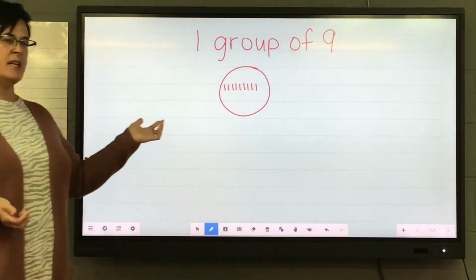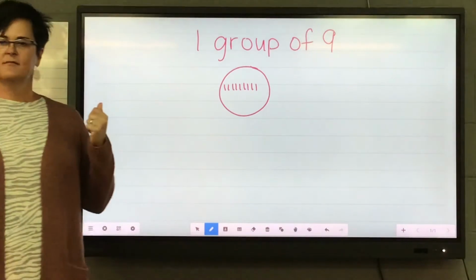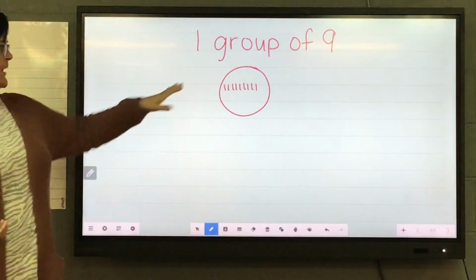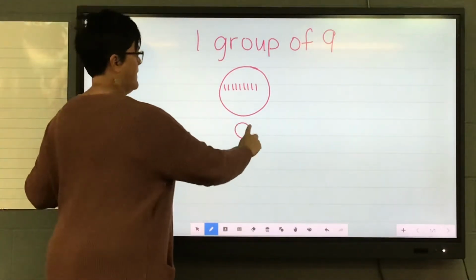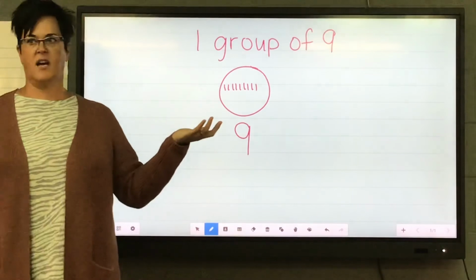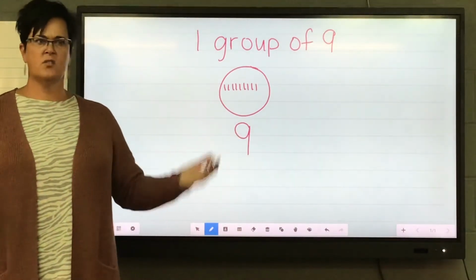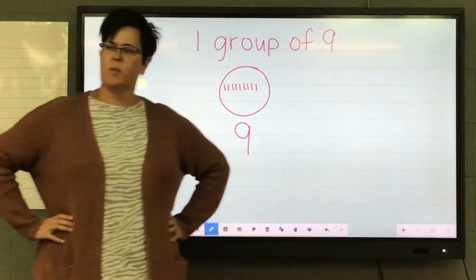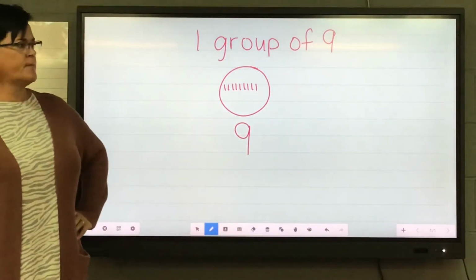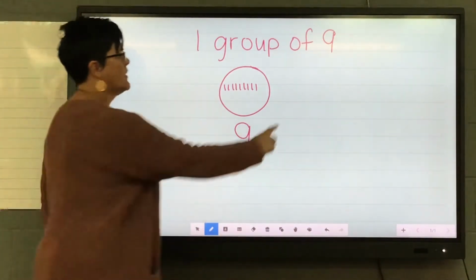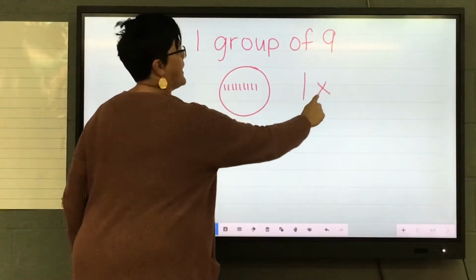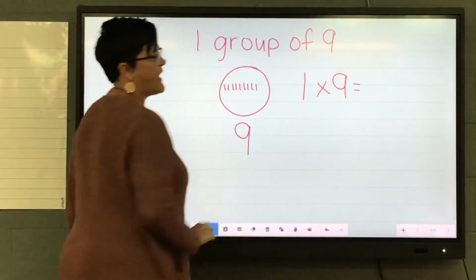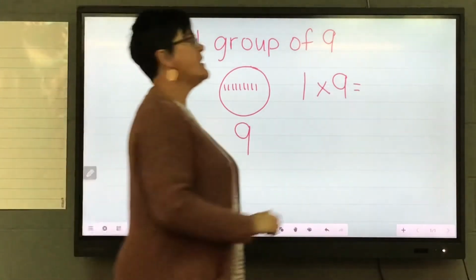Is there a repeated addition problem for this? Well, no. How many are in this group? 9. Is that our answer? Yeah. So what would the multiplication equation for this one be? How many groups? 1. 1 group of what? 9. So 1 times 9 equals 9.